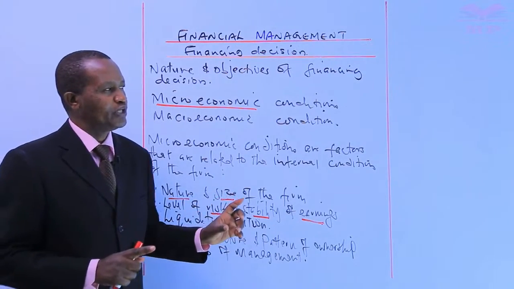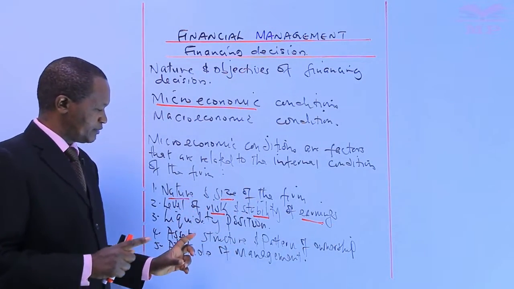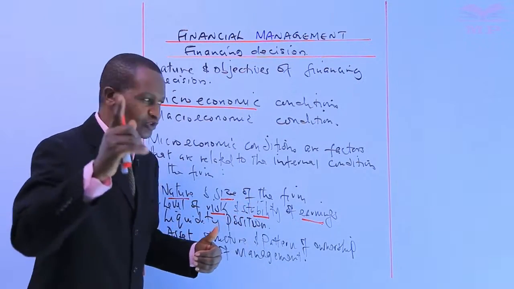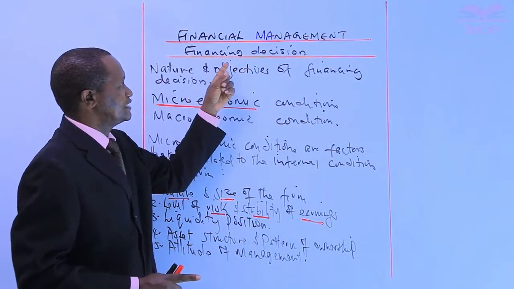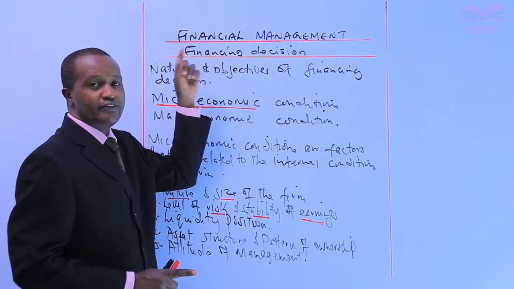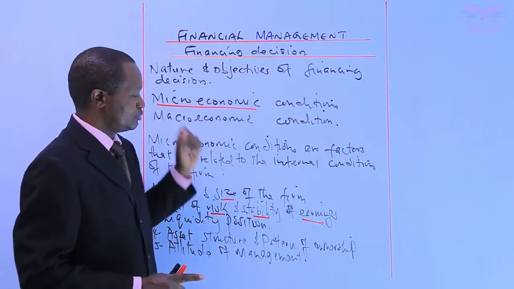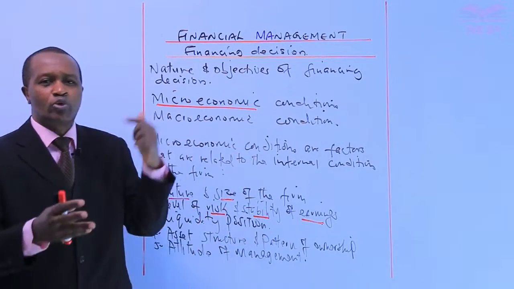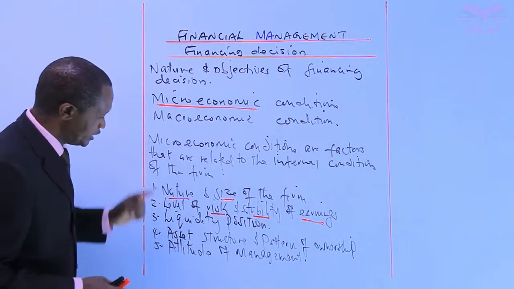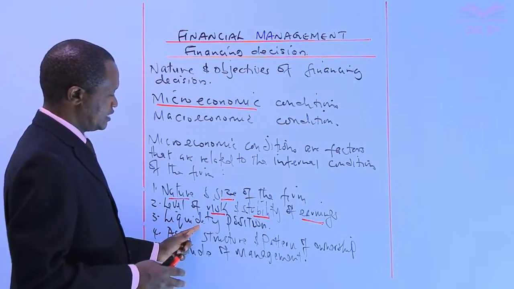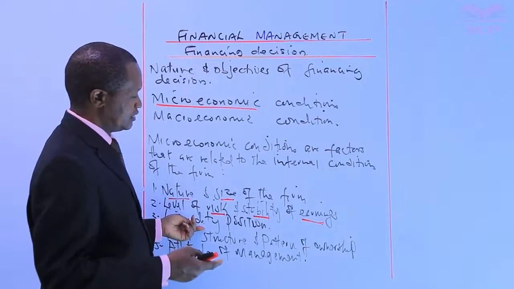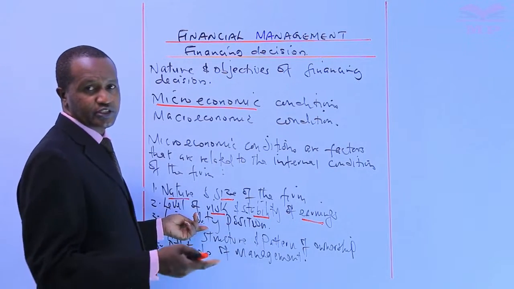That means a firm will use the little cash at its own disposal to finance. Remember, we are talking about financing decisions. And this financing decision would also relate to financing of the working capital requirements. So the liquidity position of an organization can influence the financial decisions.